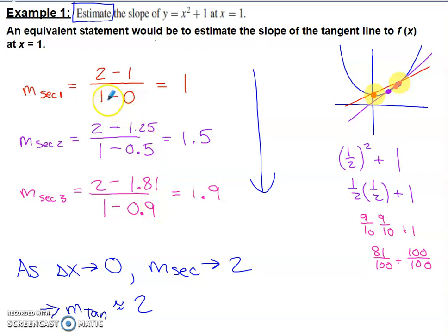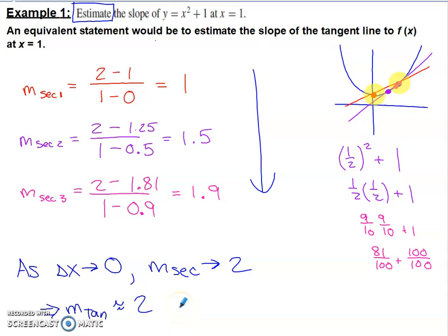This denominator is 1. This denominator is 1/2. This denominator is 1/10. As delta x in my slope calculation approaches 0, the slope of the secant line seems like it's trending toward 2, and that's how we can estimate the slope of that tangent line.